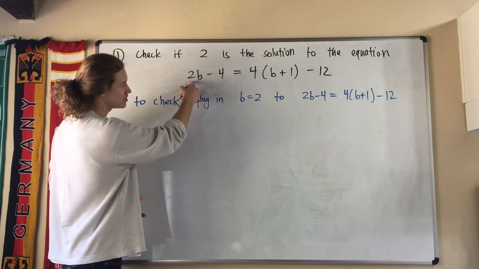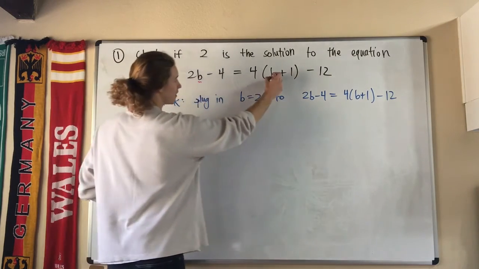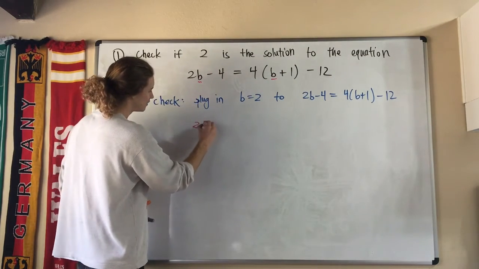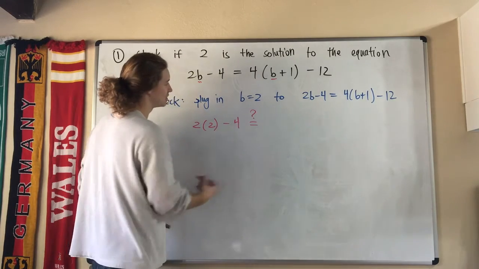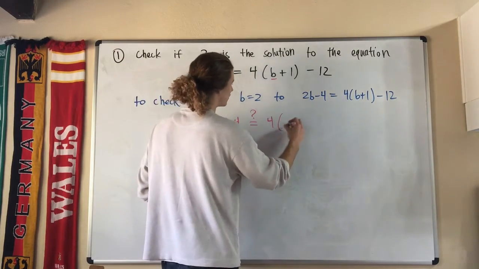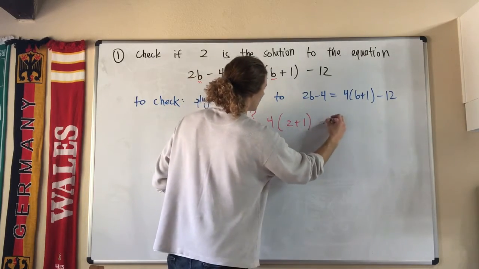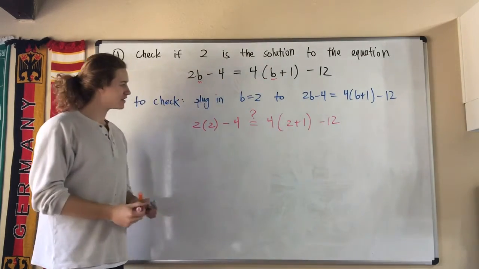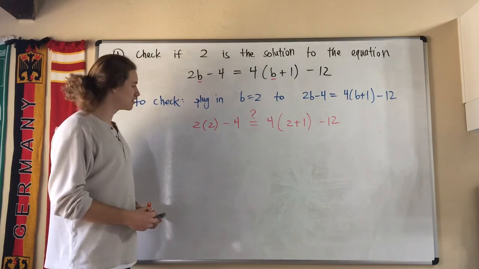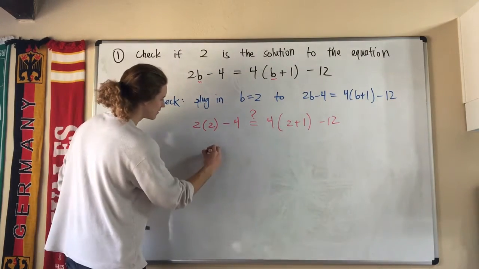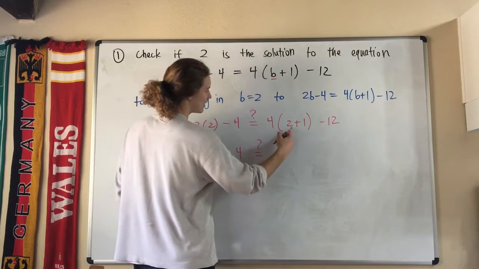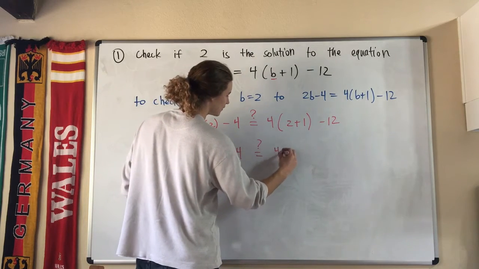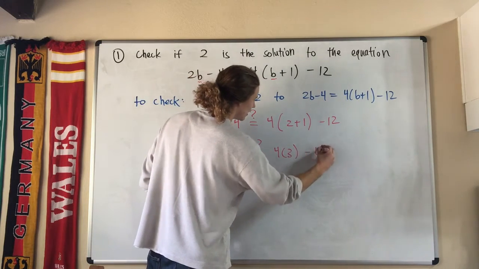So plugging into this equation here, I'm going to put a 2 where I see the b here and where I see the b here. When I do that, I have 2 times 2 minus 4, and I'm asking myself the question, does that equal 4 times the sum of 2 and 1 minus 12? So these are numerical expressions on either side that we should be able to evaluate. Notice that we have 4 minus 4 on the left hand side, and on the right hand side, we'll do this parentheses first, so that's 4 times 3 minus 12.